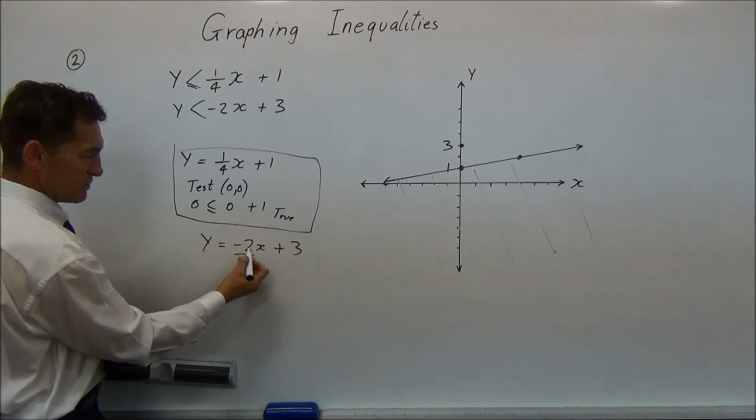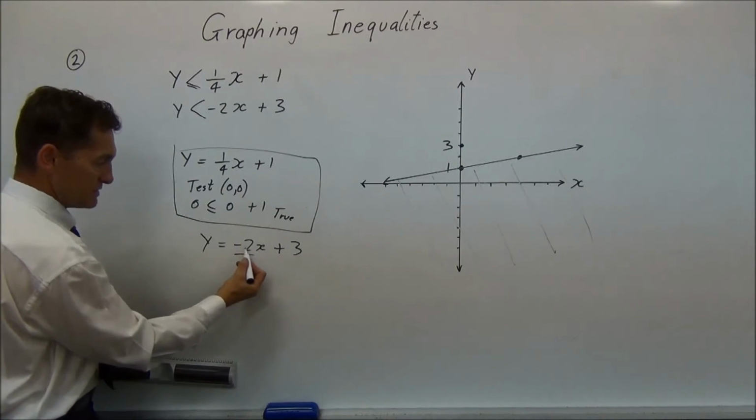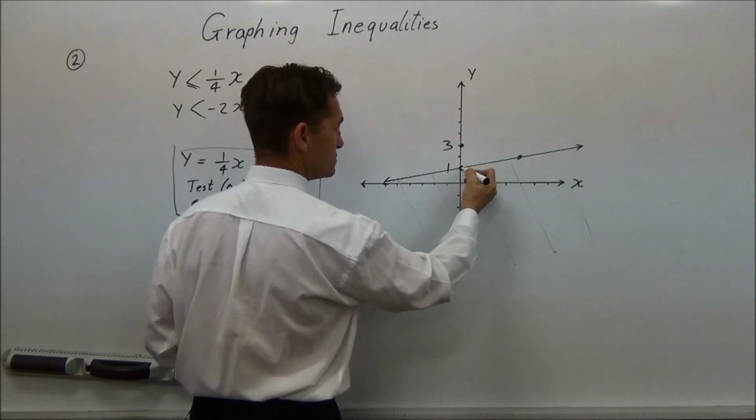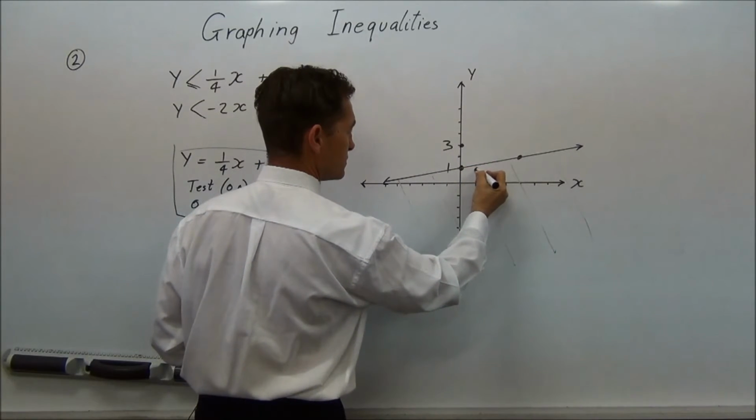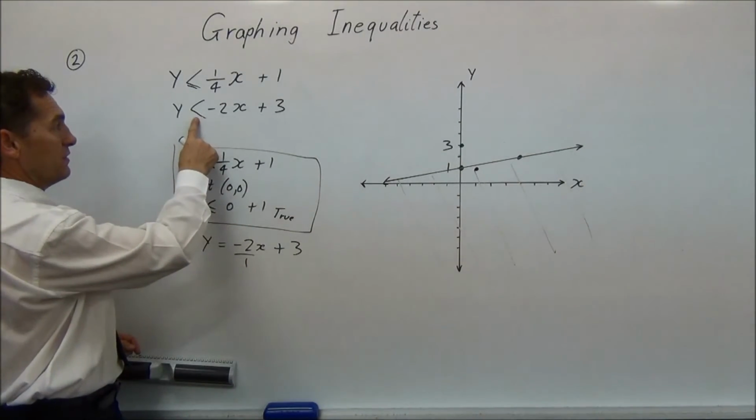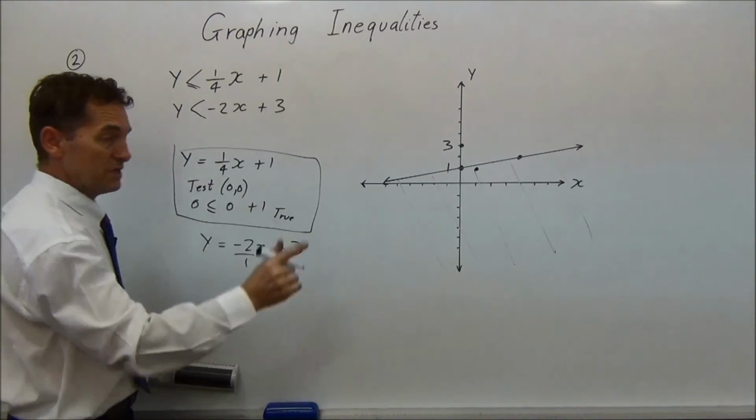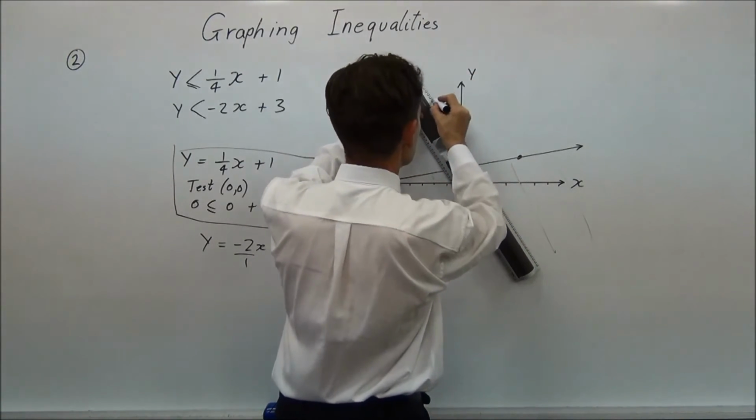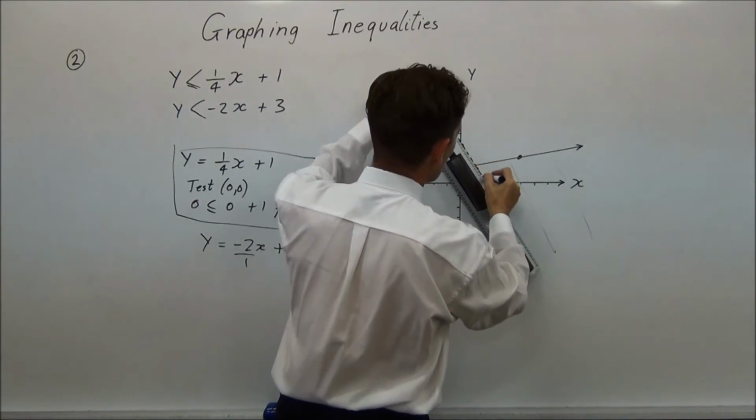This is our gradient, so we're going to rise negative 2, so we're going to go down 2 and across 1. So we're going to go down 2, 1, 2 and across 1. Put a dot there and join the dots. Now, just checking, that's only greater than, so this is going to be a dotted line. So we're just going to make this a dotted line all the way down.